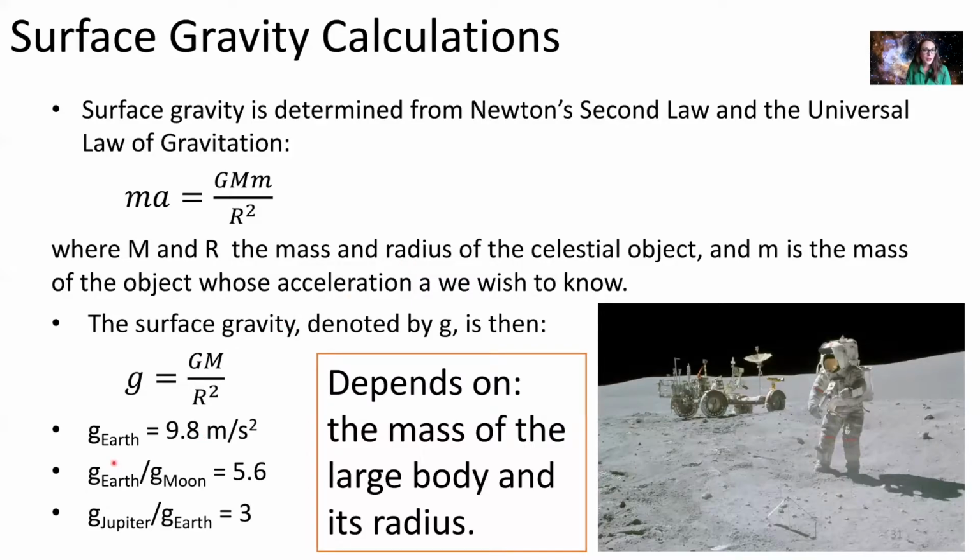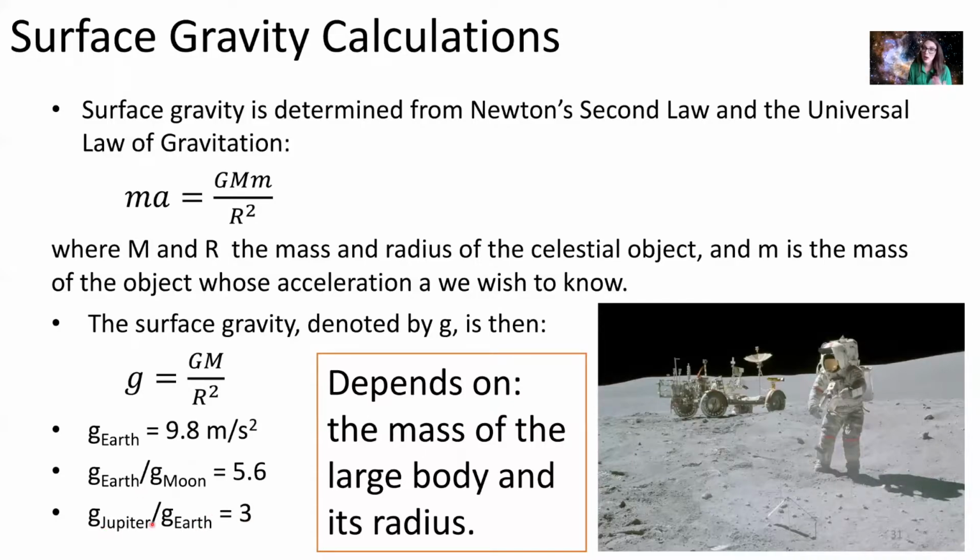Okay, so if we calculate this using the mass of the Earth and the radius of the Earth, this surface gravity, this acceleration due to gravity on the surface of the Earth, is 9.8 meters per second squared. If we calculate this for the moon, we find that the gravitational acceleration on the Earth is 5.6 times that of the moon. And the gravitational acceleration on Jupiter is 3 times that of the Earth, okay?